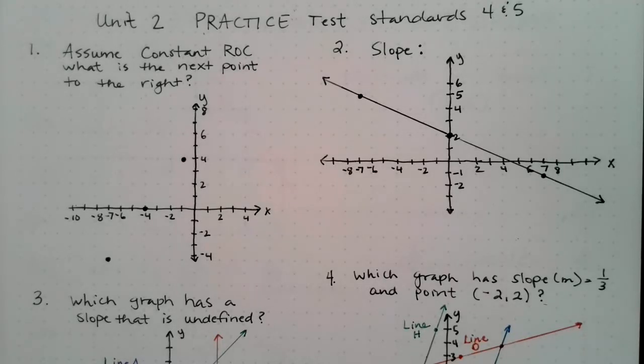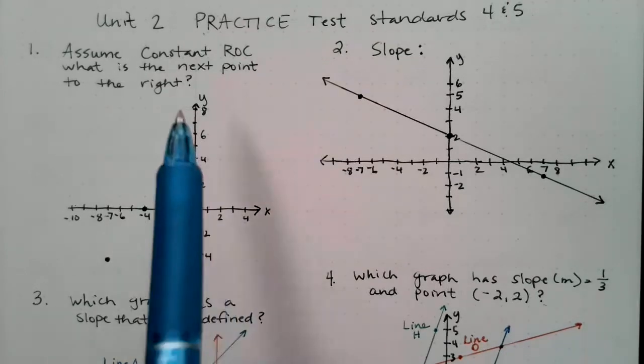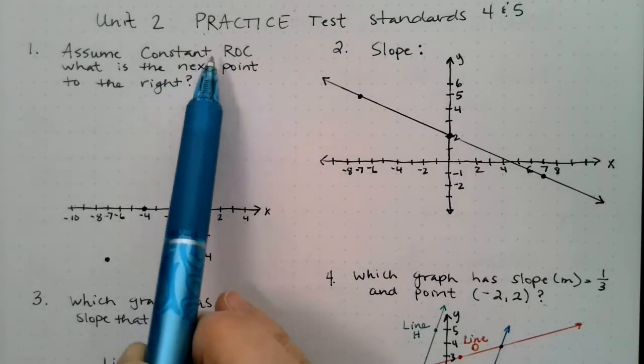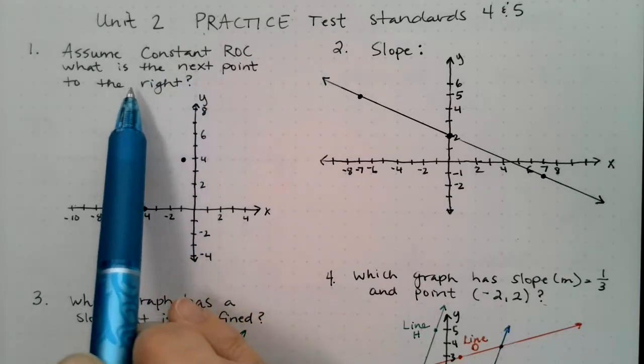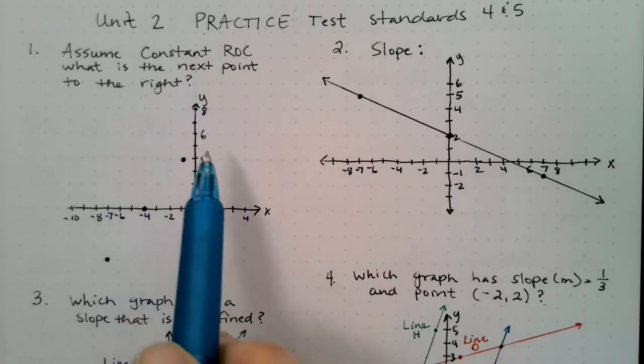I'm going to look at the practice test and go through the solutions for those of you that would like to get some more detail than just the answers. So for the first question, you were to assume that the rate of change was constant and then determine what the next point would be.